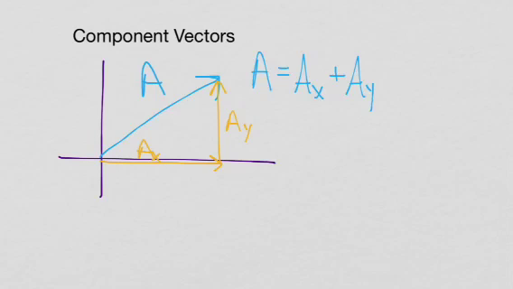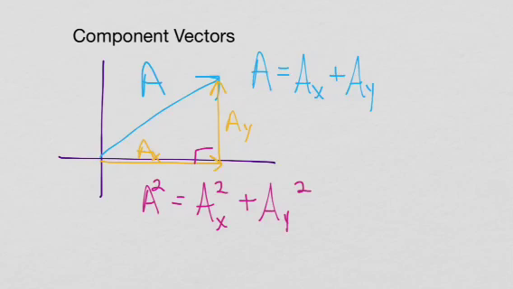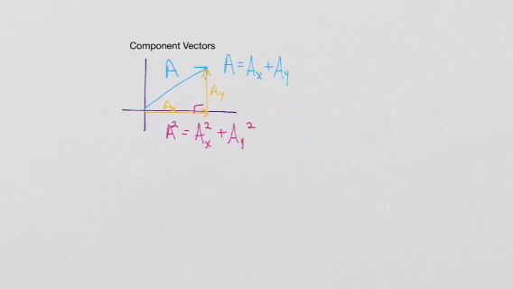And this is particularly nice when we start talking about adding vectors, because we now have a perfect right triangle, and we can use Pythagorean theorem to solve for A or for any of the other quantities here. But we can write out that A squared is equal to its x component squared added to its y component squared.